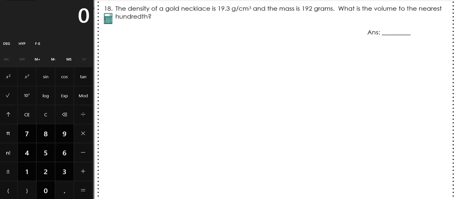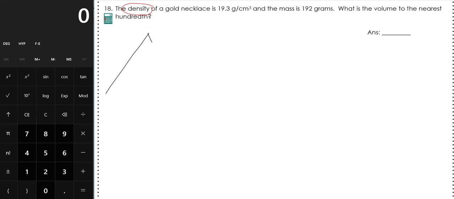Number 18. The density of a gold necklace is 19.3 grams per centimeter cubed, and the mass is 192 grams. Before I move on, I'm going to go ahead and focus on the fact they're talking about density. You may have seen this in your science classes, but there is a special way of figuring out density that comes with a nice little graphic, and I'm going to draw that graphic for you. So it's called the density triangle.